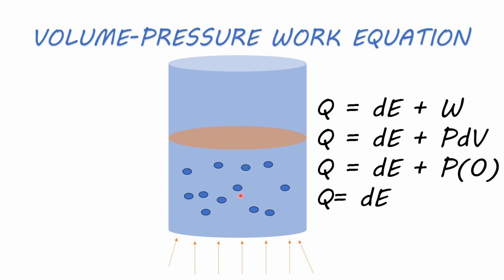This is how, when we keep the volume constant, our change in enthalpy becomes equal to the change in internal energy. I hope that this equation is clear to you all. So let's move on to another equation.